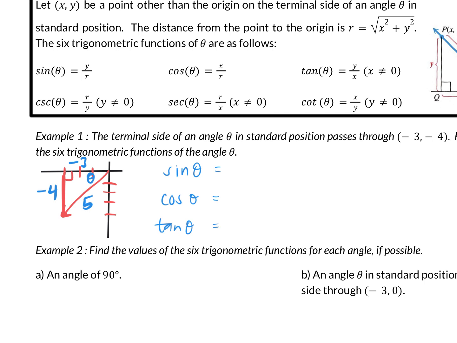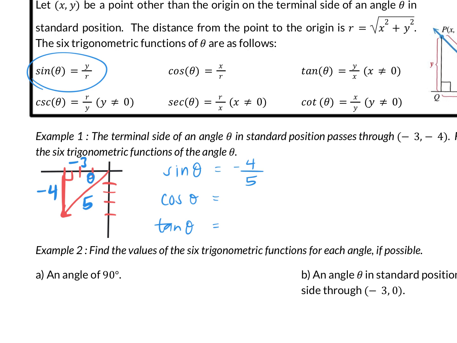Okay, sine is opposite over hypotenuse, so opposite from this angle would be -4. Hypotenuse of this triangle is 5, so it'd be -4 over 5. Same thing if you were using this formula up here. Your sine is your y value over your r value. So our r value is 5 in this case. It's not 1. So -4/5.